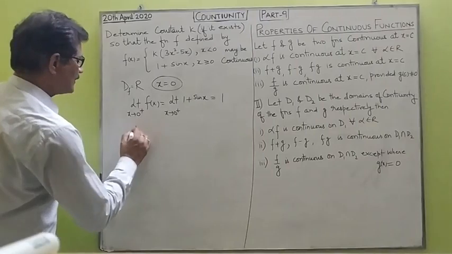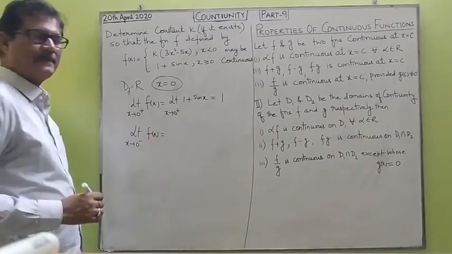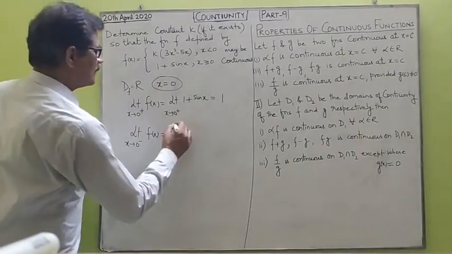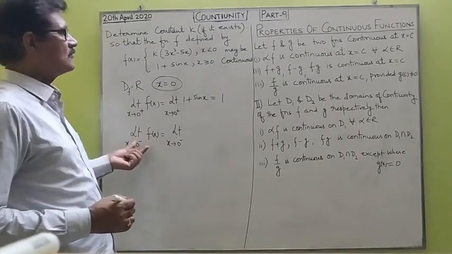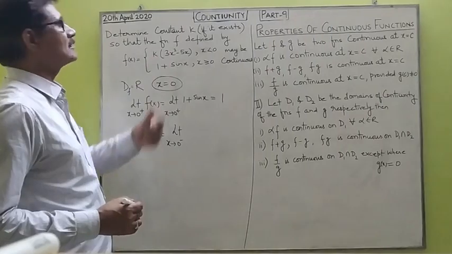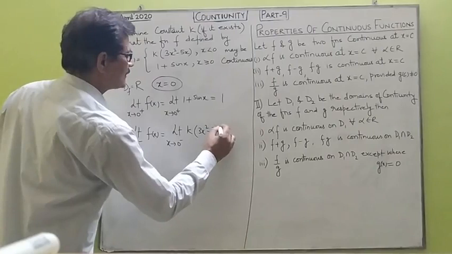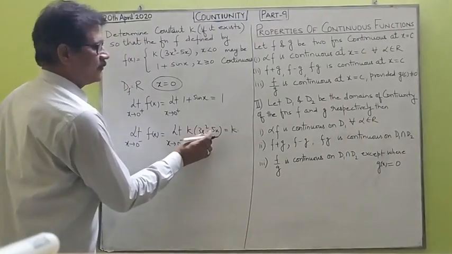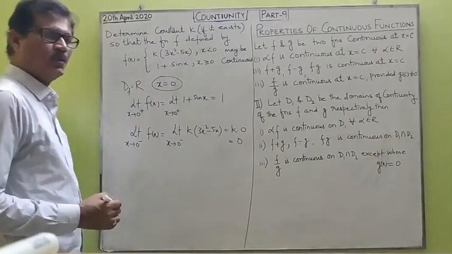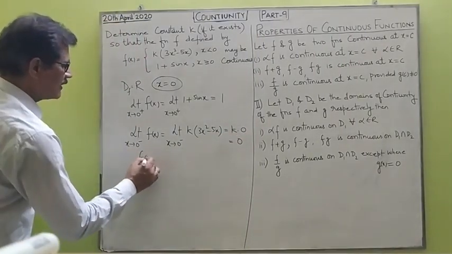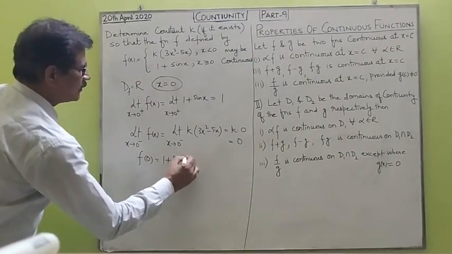Next we find the limit as x tends to 0 negative, that is the left hand limit of this function. The function defined towards the left of 0 is k times (3x² − 5x), which turns out to be k into the value putting x as 0, and that also becomes 0. So k into 0 is 0. Whereas the value of the function at 0 is defined by 1 + sin x, which becomes 1 + sin 0, that is 1.